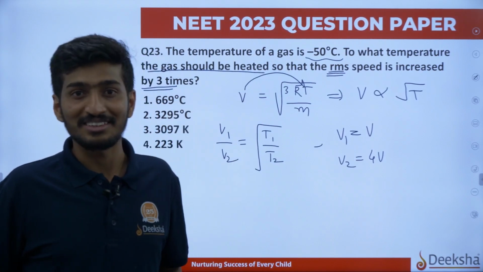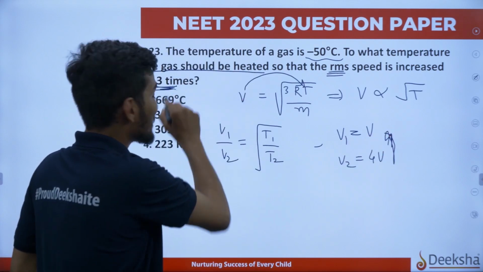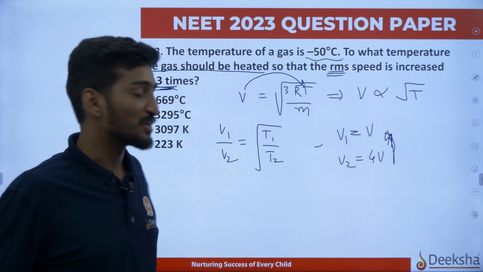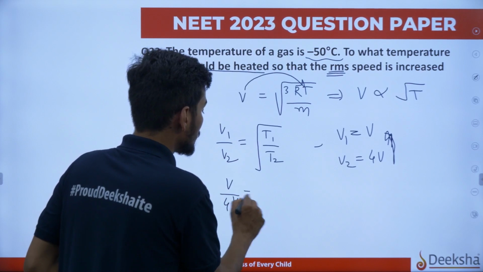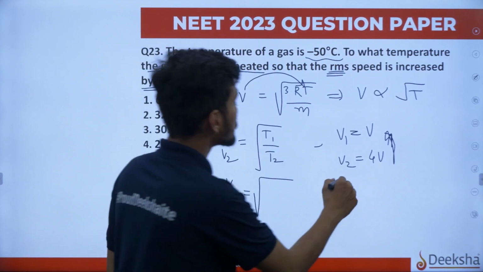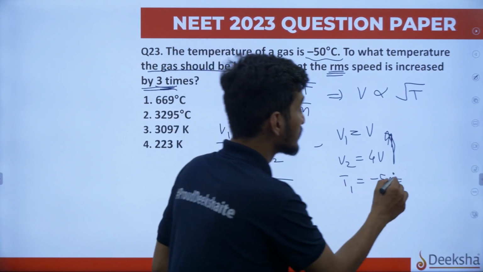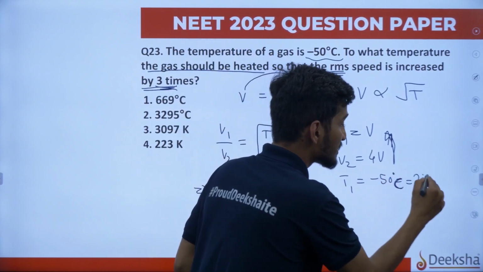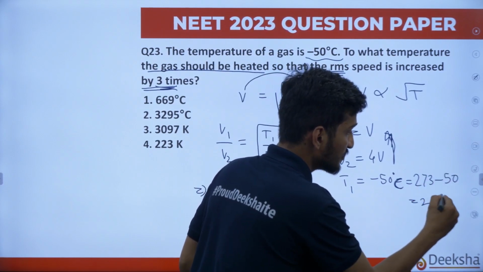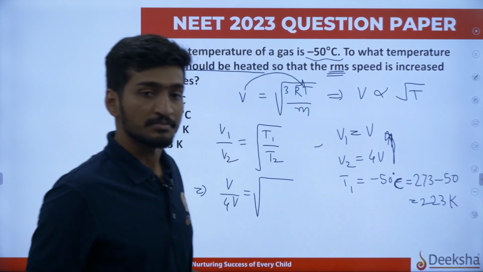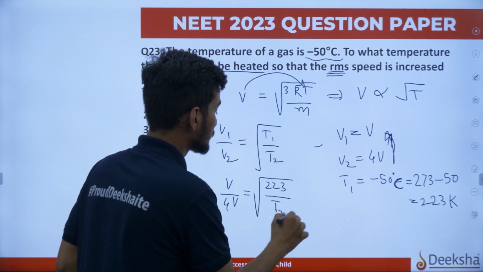This is where you get caught, okay? You need to remember this. You need to pay attention to what the question is saying. It says increased by 3 times, so that's 4V. So let's write that here. V by 4V should be equal to root of T1 by T2. What's T1? Minus 50 degrees Celsius, in Kelvin that is 273 minus 50, or 223 Kelvin. So let's write that here, 223 by T2.